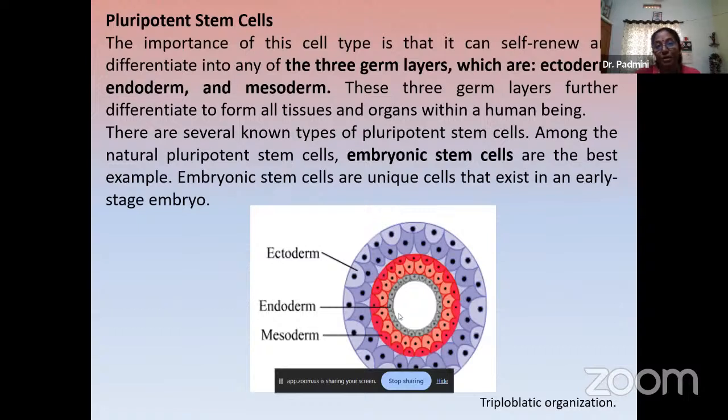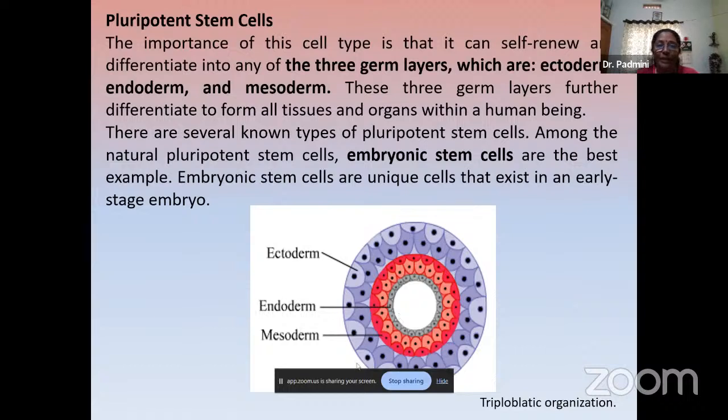If you remember, what are the tissues and organs that are going to form from the ectoderm? We're going to talk about the skin and also the nervous system. When you're going to talk about the mesoderm, you're going to talk about the development of the muscles. And then when you're going to talk about the endoderm, you're going to talk about the GI tract. So these are different examples of different organs that are going to be formed from these particular germ layers.